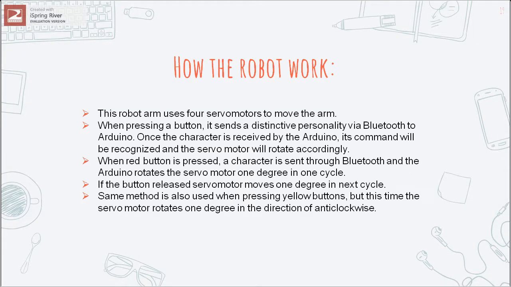This robot arm uses 4 servo motors to move the arm. When a button is pressed, it sends a distinctive character via Bluetooth to the Arduino. Once the character is received by the Arduino, its command will be recognized and the servo motor will rotate accordingly. When the red button is pressed, a character is sent through Bluetooth and the Arduino rotates the servo motor 1 degree in one cycle. If the button is released, the servo motor moves 1 degree in the next cycle. The same method is used when the yellow button is pressed, but this time the servo motor rotates 1 degree in the anti-clockwise direction.